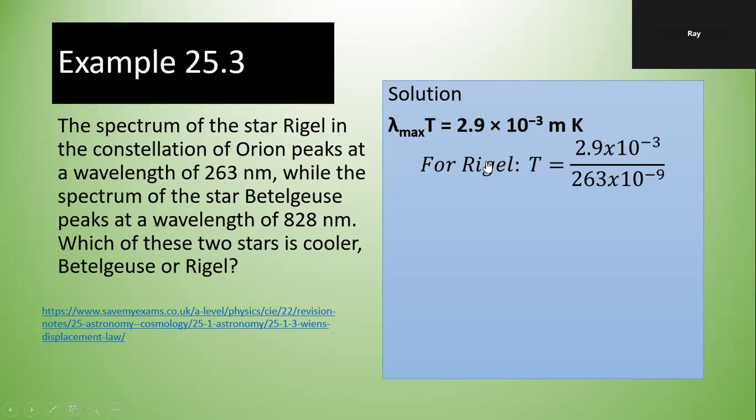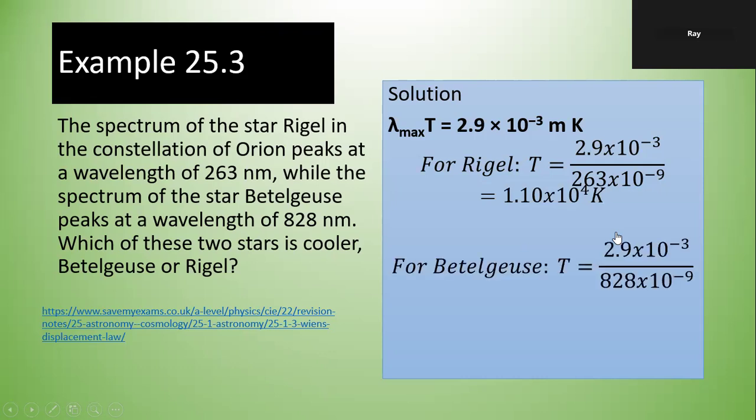Temperature of Rigel. Change it to SI unit. Betelgeuse temperature there, that's a wavelength. So we can see this is cooler. If you don't require to calculate, you can use this formula. This is a constant. Higher wavelength, lower temperature.